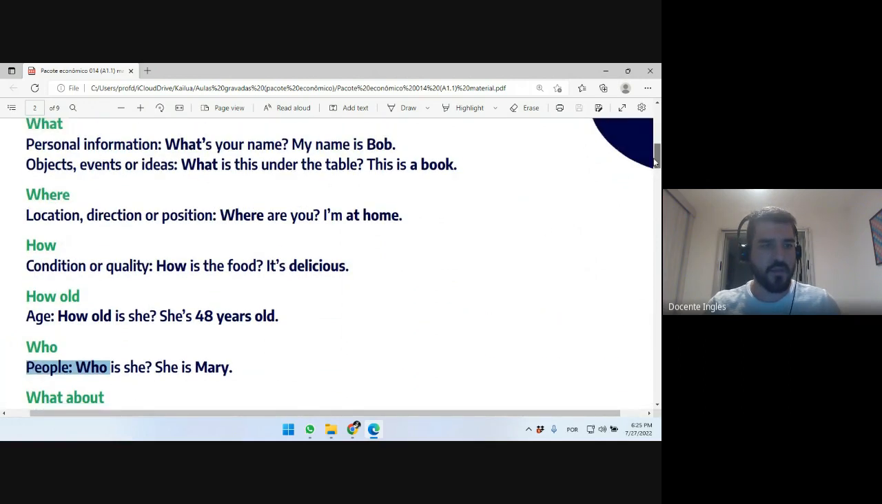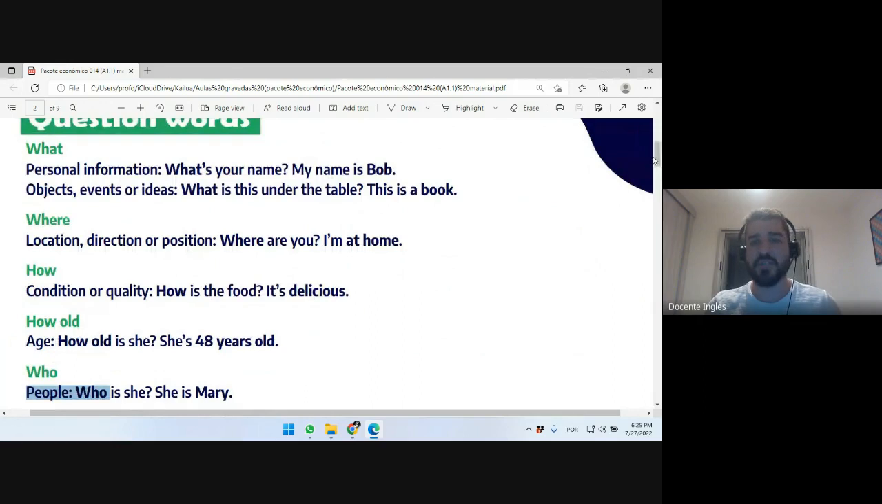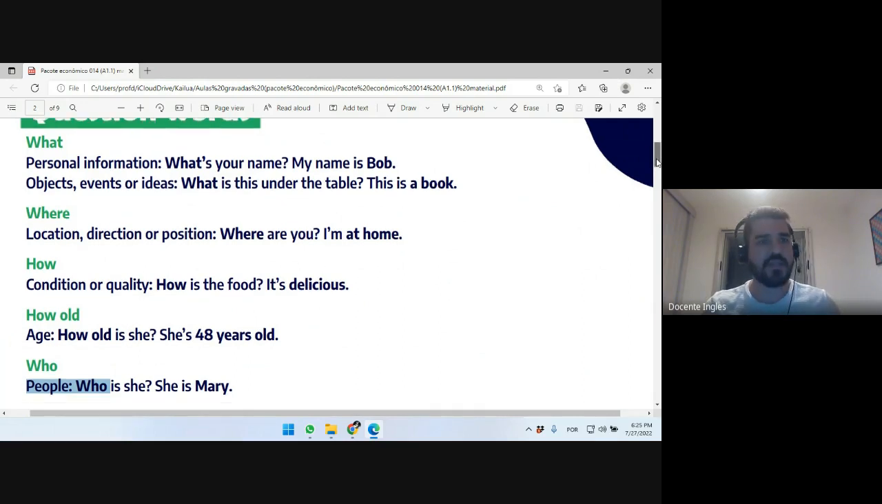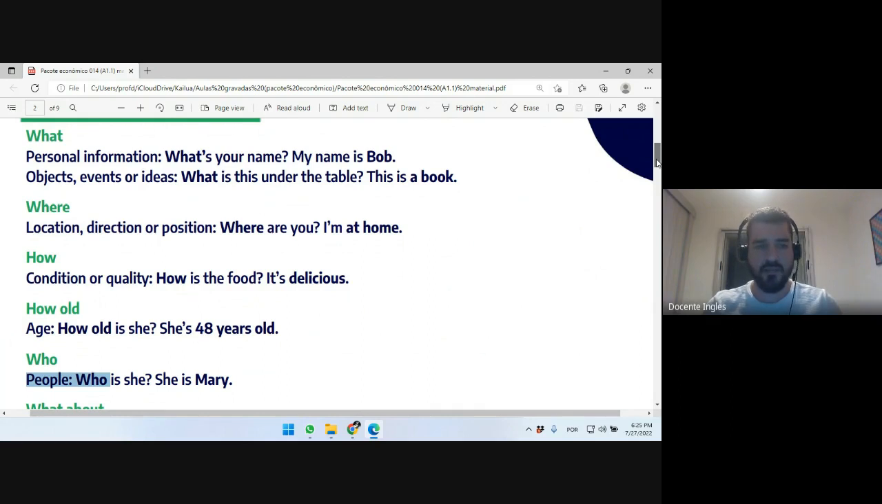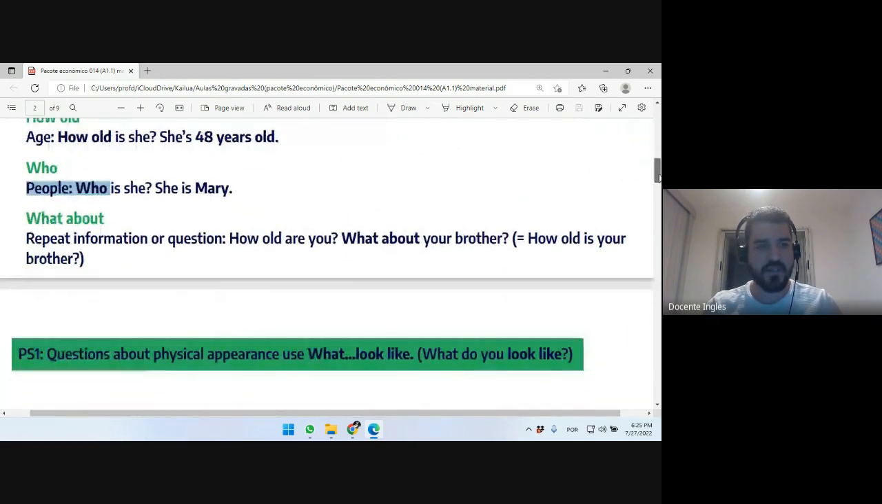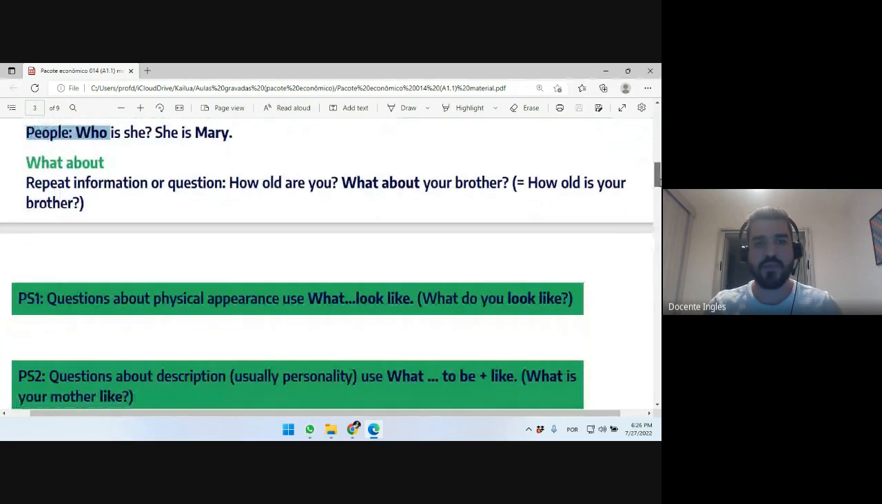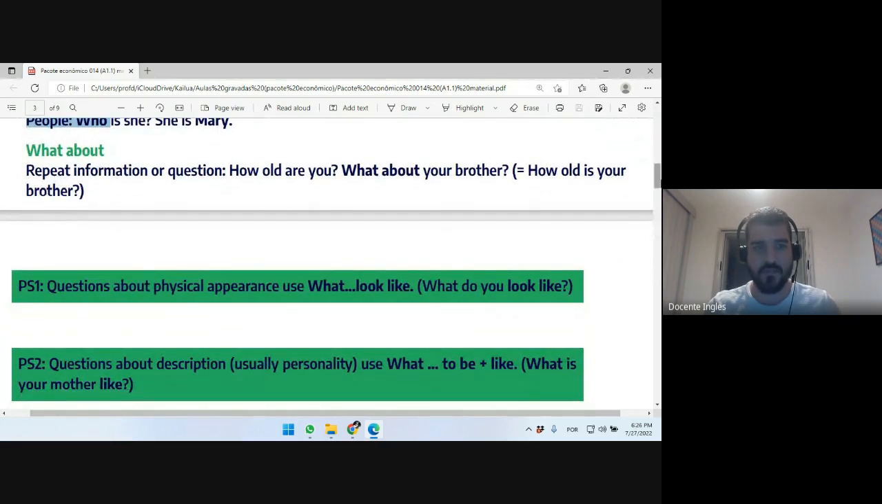Okay, so some of this information is new, some of this information is old. So if you have any questions about what, where, how old, or who, remember, go to Google Classroom and ask your questions there, okay? But these are not the only ones we have. Here, there are some more question words that we use in specific situations.